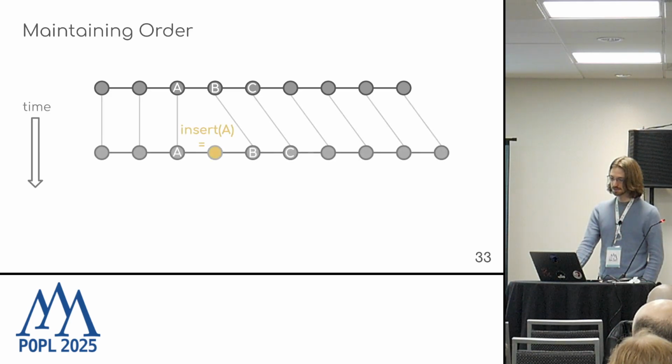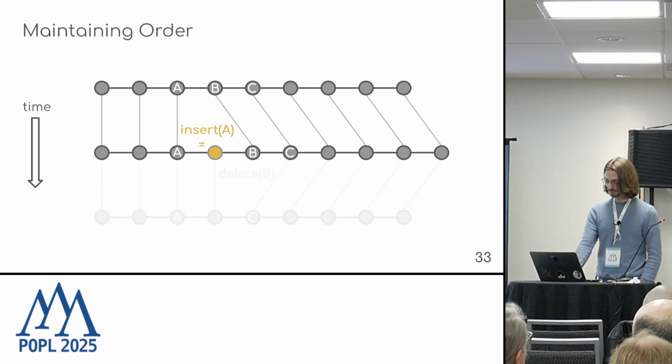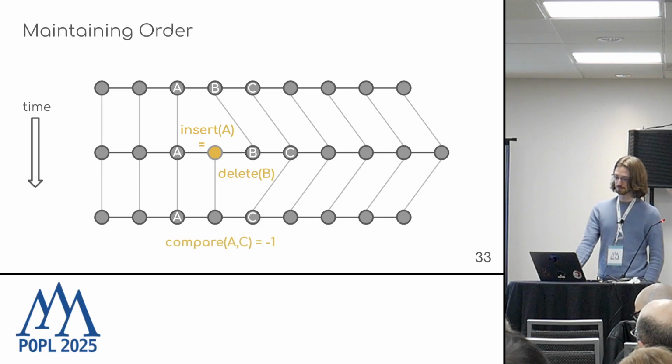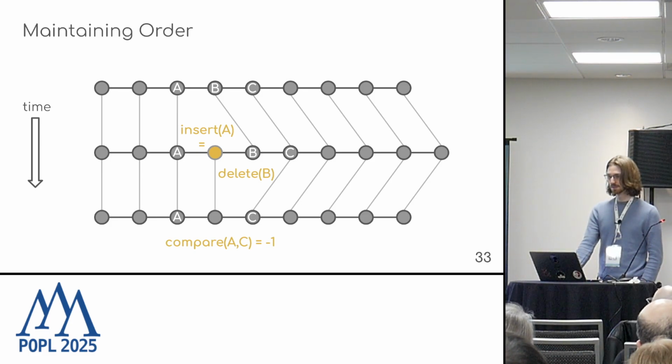You can insert after a given element. That'll return the new element and mutate the data structure to insert it. You can delete a given element, which again mutates. And given two elements, you can just purely check their relative order in the total order. And the key thing is that all of these operations can be made logarithmic in the number of elements.